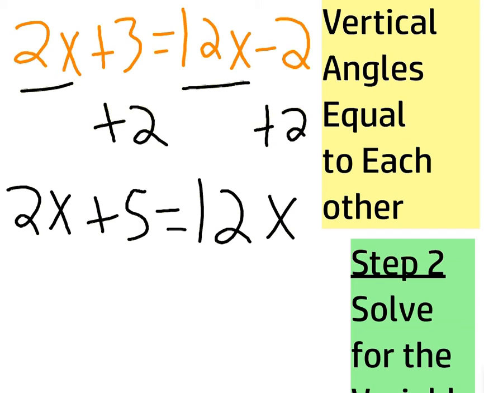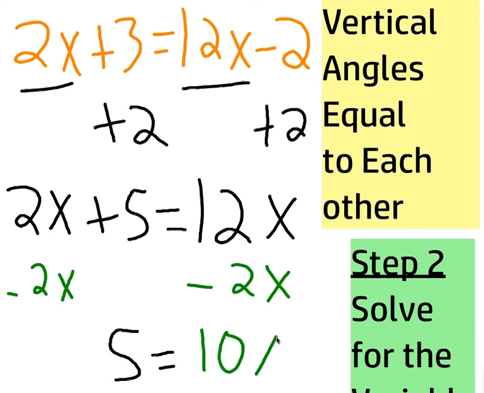And then, of course, we want to get the x's on the same side, so I'm going to now subtract 2x from both sides. That way I have a number on one side and a term with the x on the other. And it will look like 5 is equal to 10x.